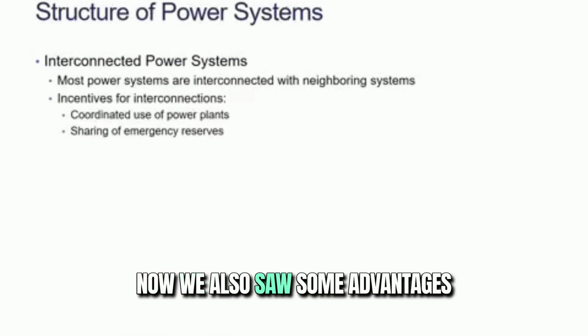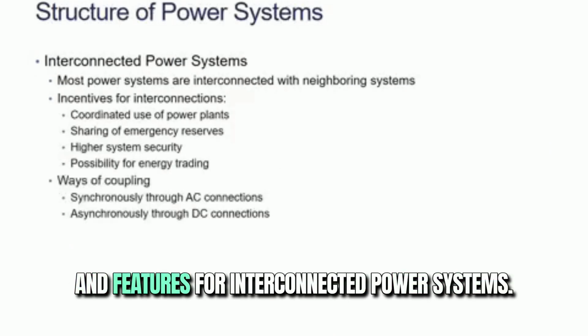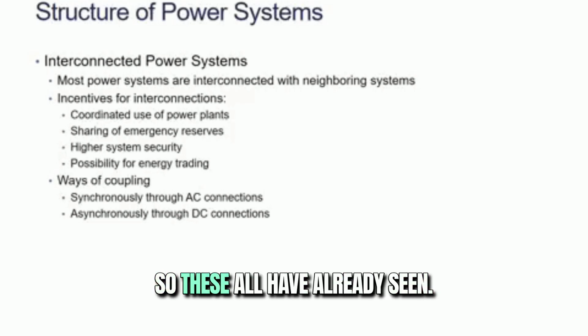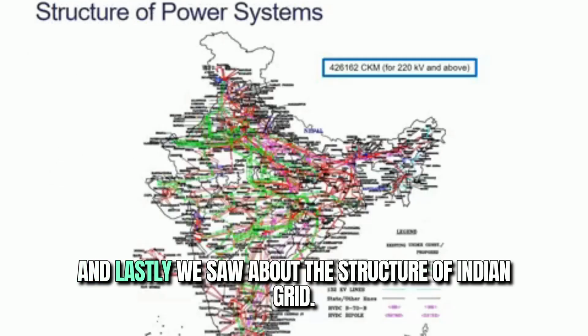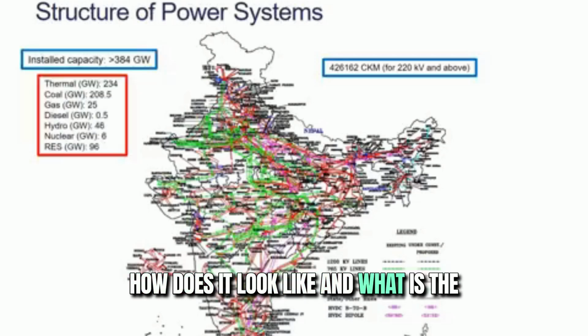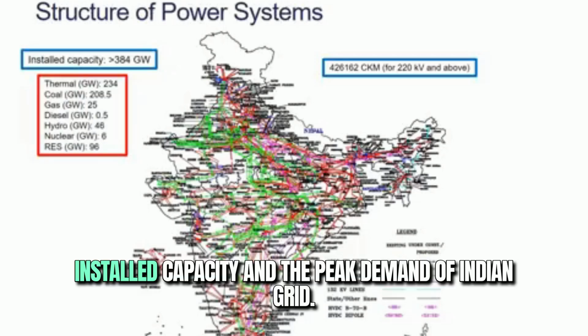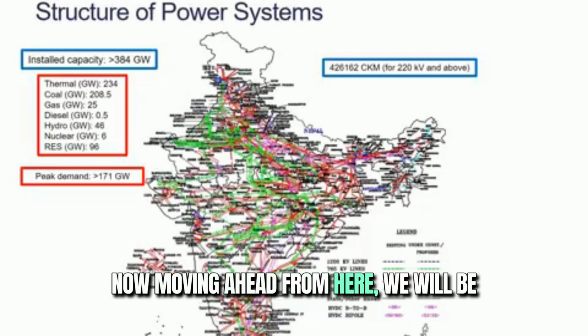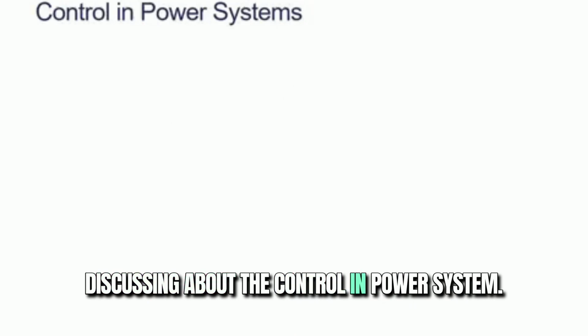Now, we also saw some advantages and features of interconnected power systems, why we go for interconnection. So these all we have already seen, and lastly we saw the structure of the Indian grid, how it looks, and what the installed capacity and the peak demand of the Indian grid are. Now, moving ahead from here, we will be discussing control in power systems.